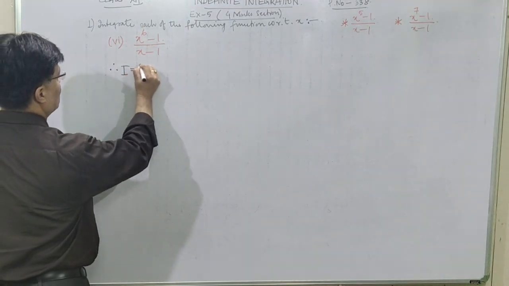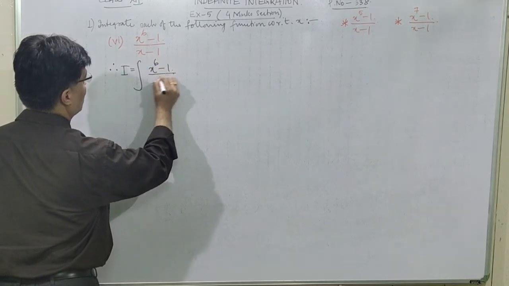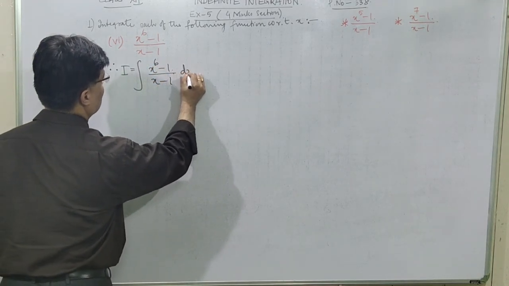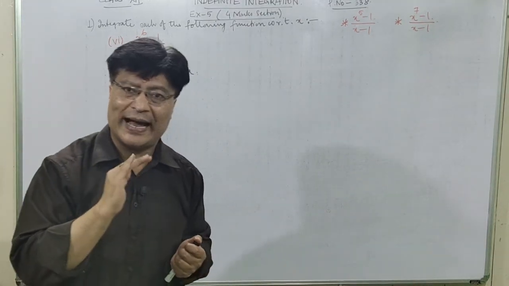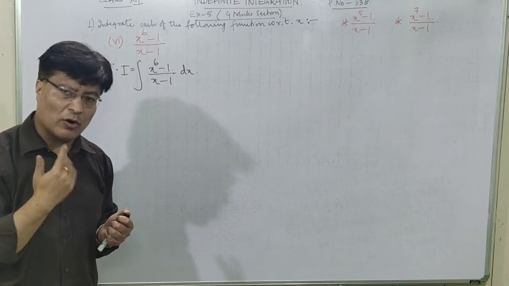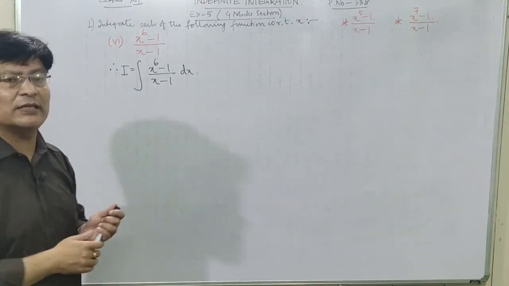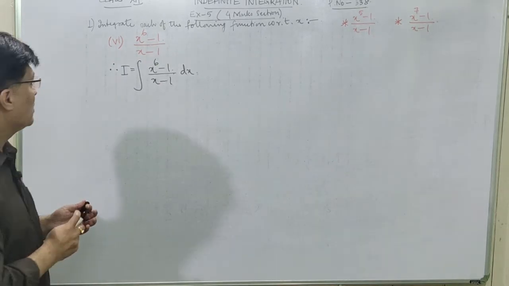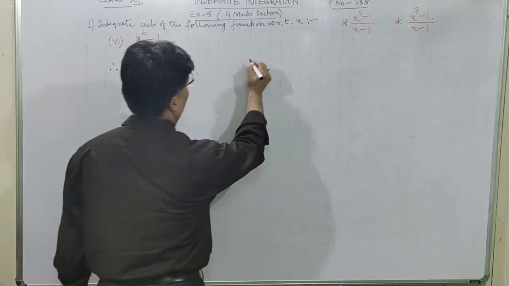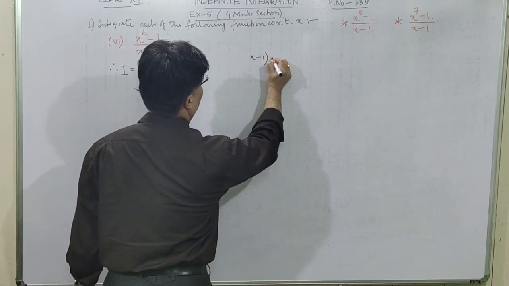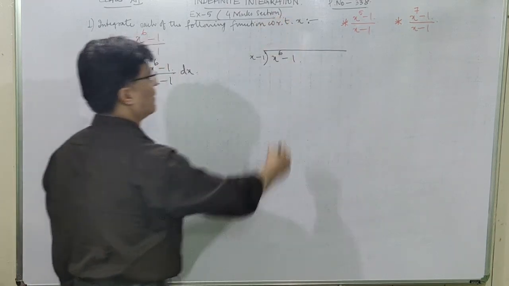Therefore I is equal to integration of (x to the power 6 minus 1) divided by (x minus 1) dx. Now in this case also you can use either the factorization method or the division method. So I suggest you do the division method in this case. Okay. So let us divide numerator by the denominator. That is, x minus 1 divides x to the power 6 minus 1. So let us divide it.